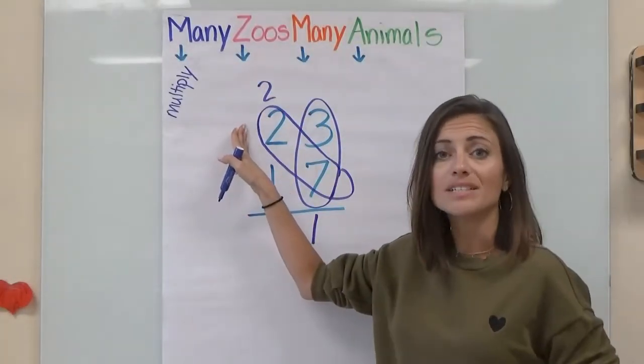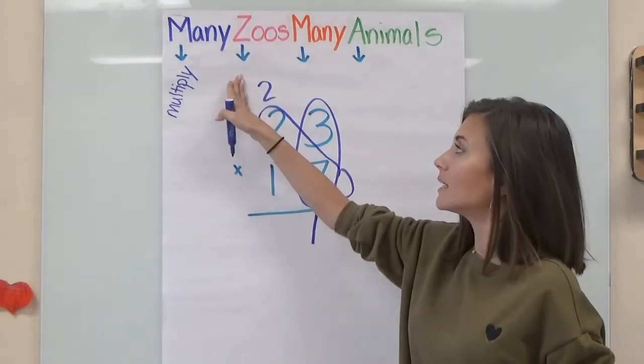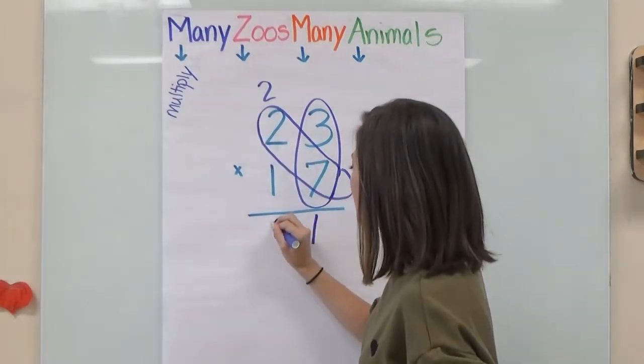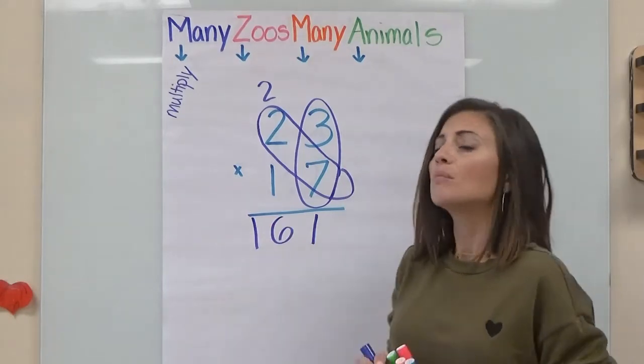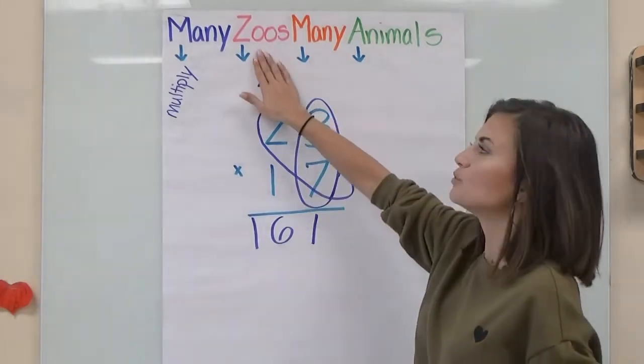In this case, that's 7 times 2. 7 times 2 is 14. Adding in the extra 2 at the top, that gives me 16. So I'm going to write on the bottom 16. Now this is my first partial product. Before I move on to do my next partial product, I have to do my zoos step.